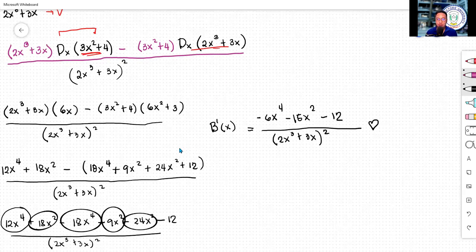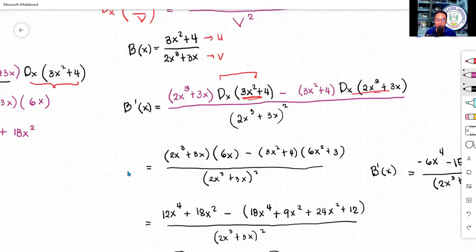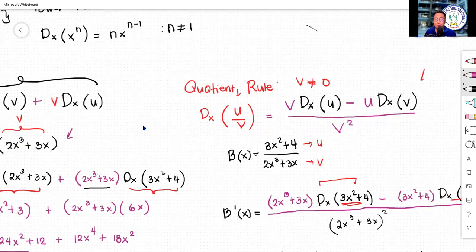Try to remember. Reminisce about your junior high school days. Not just your crushes during your junior high school. Let's review the lessons in math, guys. Right? So, questions so far for the product rule and quotient rule?